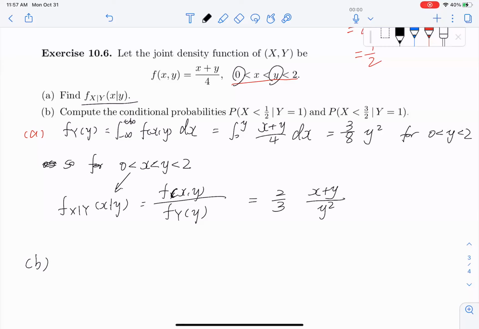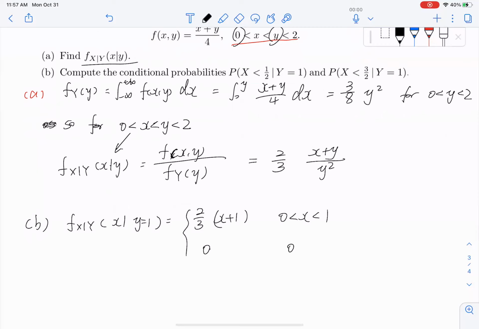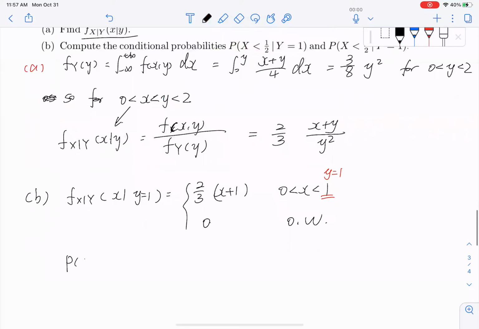So B, compute the conditional probabilities when Y equals 1. Okay. So based on your finding in part A, when Y equals 1, the formula we got above is 2/3 (X plus 1), right? For X less than 1, and 0 otherwise. Because this is important: now Y is 1, so the upper bound for X is 1. So we want X less than 1/2 given Y equals 1.